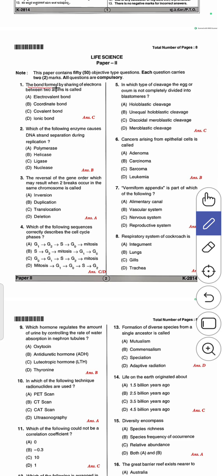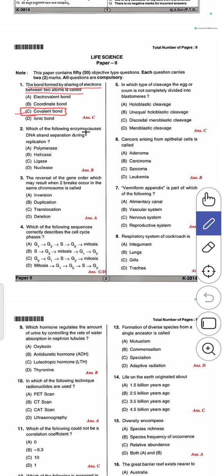The bond formed by sharing of electrons between two atoms is called as. So, sharing of electrons between two atoms will be called as a covalent bond. So, this is the right answer for this question. Let me read out the next question.